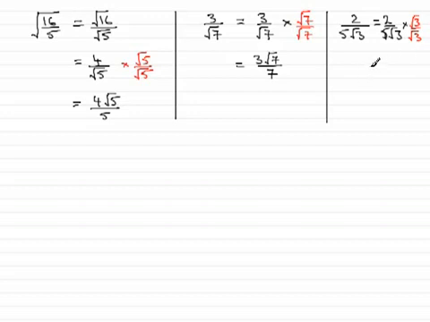What effect does that have? Let's have a look. On the top we've got 2 times root 3, which is 2 root 3. But underneath we have 5 times root 3 times root 3. Root 3 times root 3 is just simply 3. So 5 times 3 is 15. Alright, so rationalising 2 over 5 root 3 becomes this value.